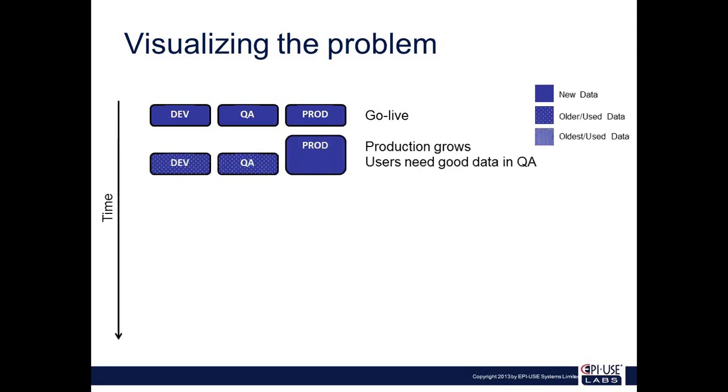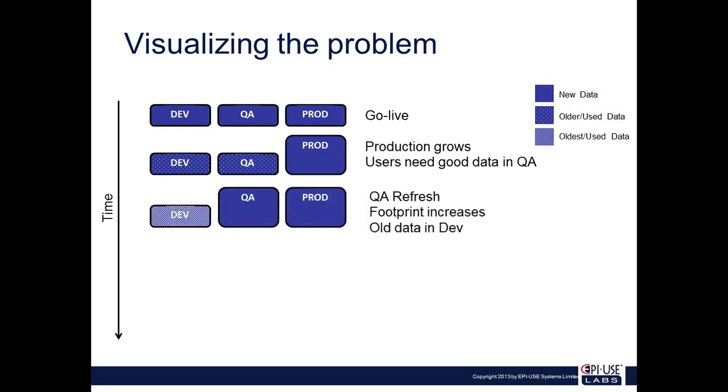Now some time goes by, and what happens is that the production system starts growing, and the users need to have good data in QA, and the QA data now starts to get a little bit older, and starts getting a little bit consumed. So some of the transactional data starts getting used and so forth. And because of that, there is essentially an event, which is what the technical infrastructure folks, the basis folks do for you, which is that they do a QA refresh. And what a QA refresh is basically a full copy of production.